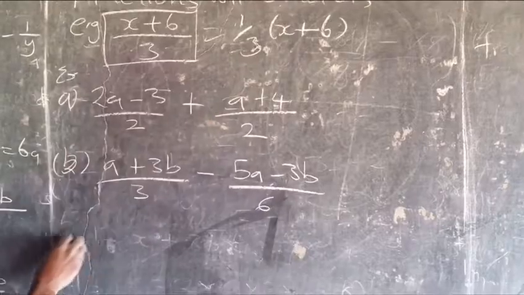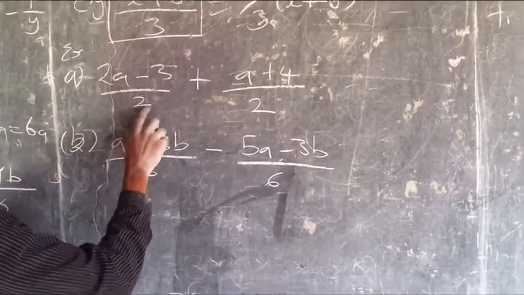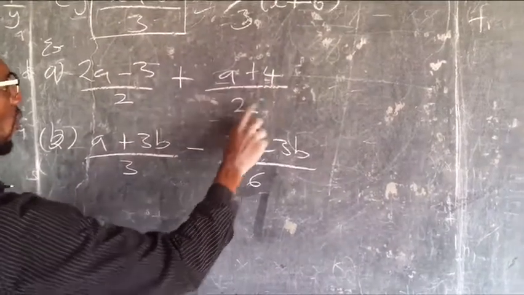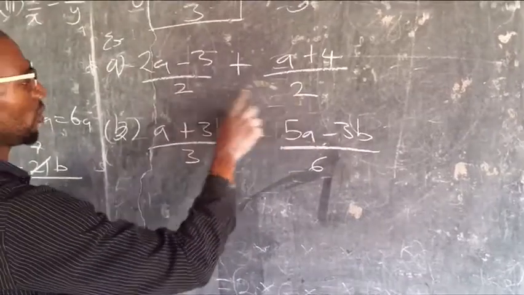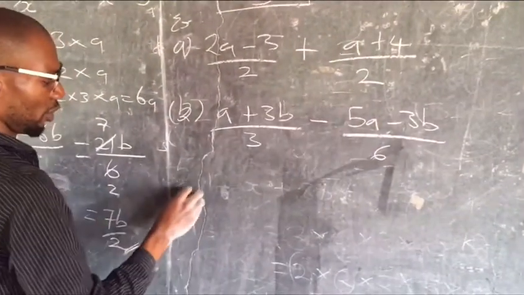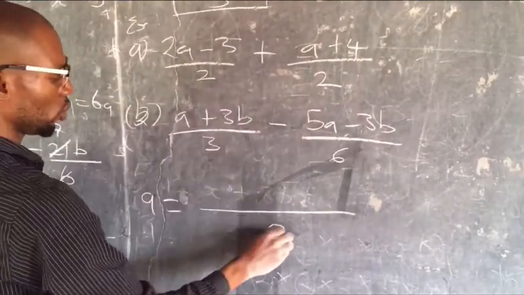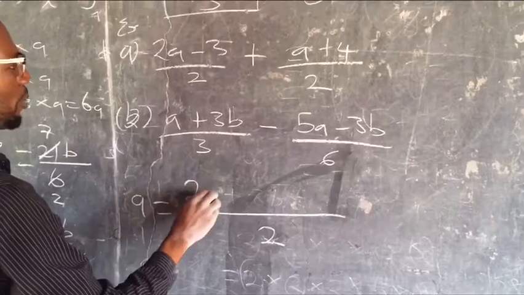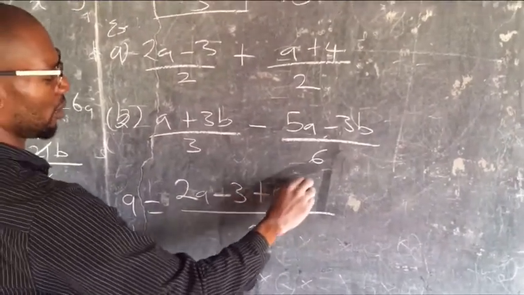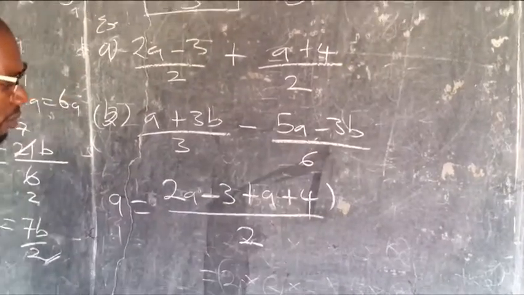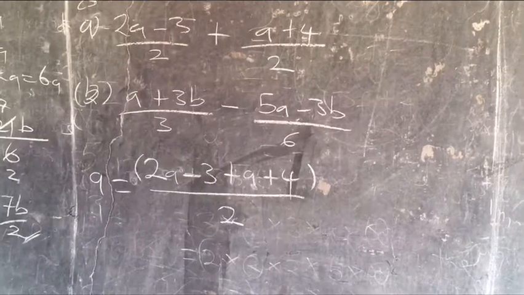So we see this one. I get 2a minus 3 over 2 plus a plus 4 over 2. Now, since I have the same denominator for the fractions, I will just pick 1, 2, then I will repeat everything. 2a minus 3 plus a plus 4. Abi? I hope that one is clear.